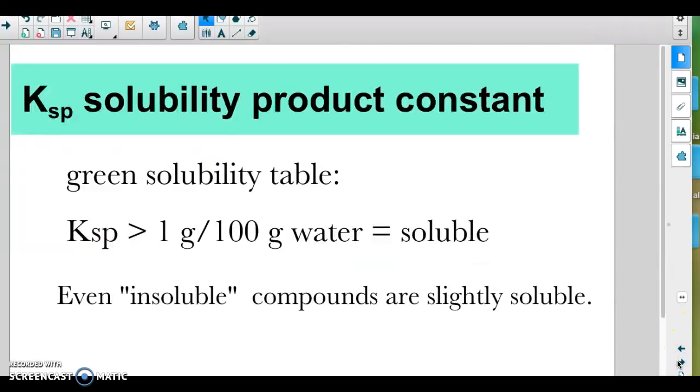This solubility chart is based on something being soluble means that 1 gram of it will, at least, dissolve per 100 grams of water. So if it's considered aqueous or soluble on the chart that we used last chapter, then we're just saying that at least 1 gram of it will dissolve per 100 grams. But even something that comes up as being insoluble does slightly dissolve.